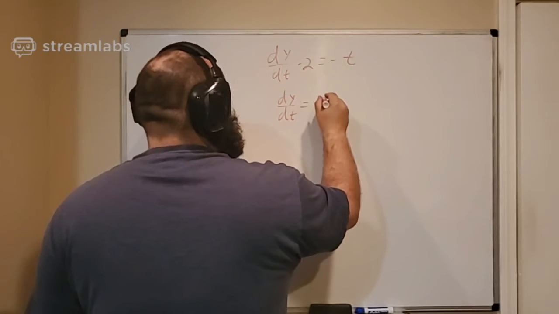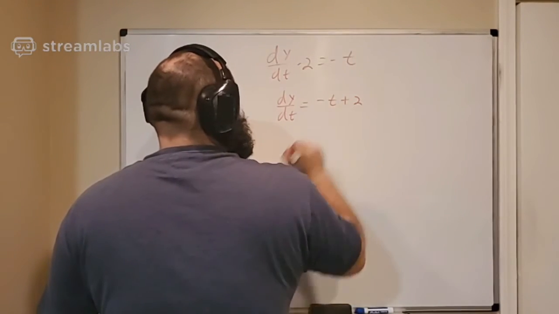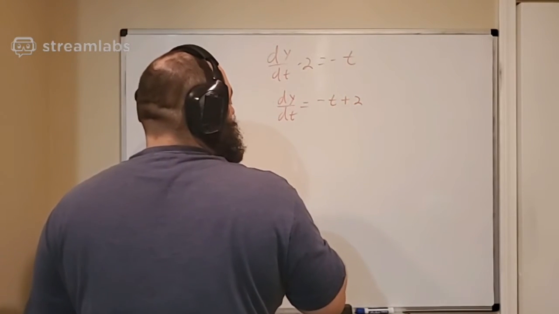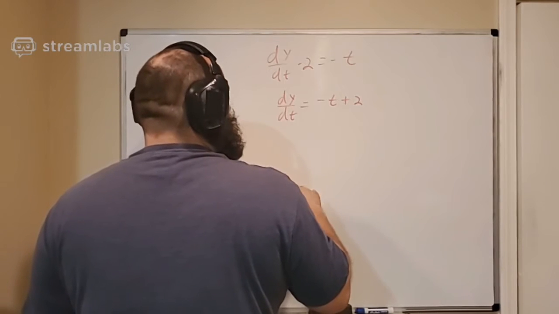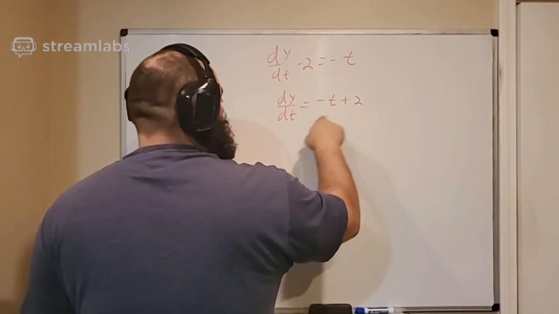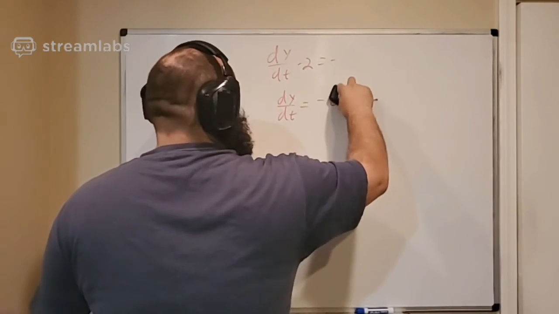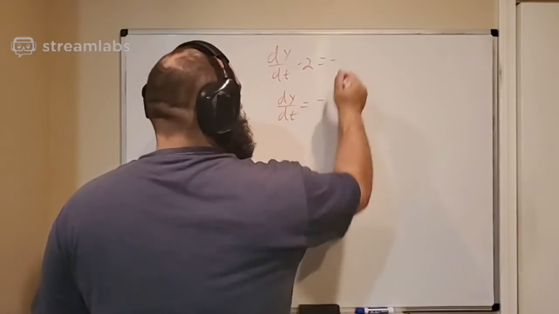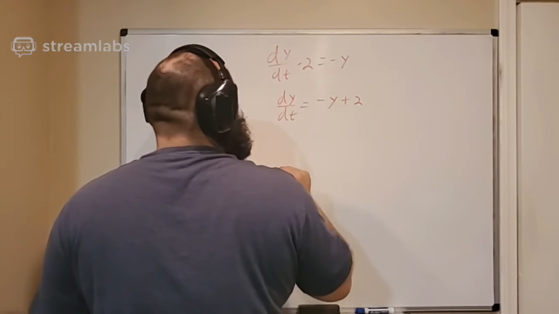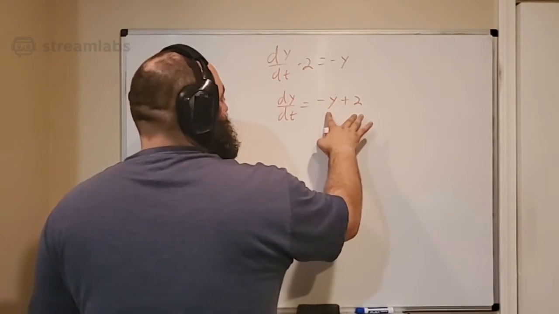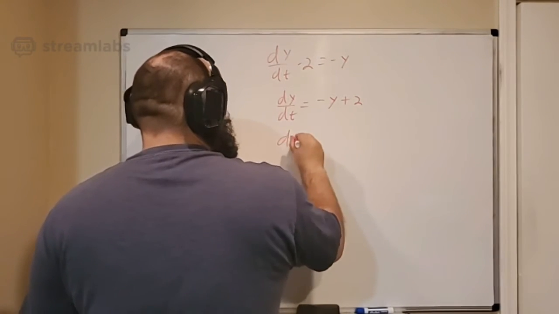Yeah, that's fine. Multiply by dt. Oh, yeah, it was equals y, negative y, not negative t. That would have made life a lot easier. Multiply by dt and divide by negative y plus 2. So dy equals negative y plus 2 dt, and then divide by negative y plus 2.